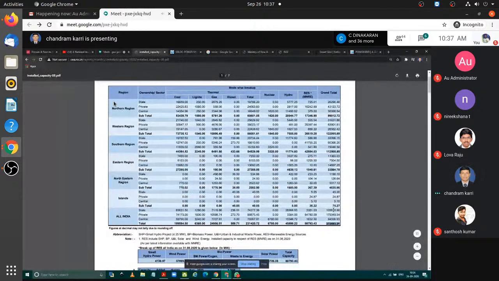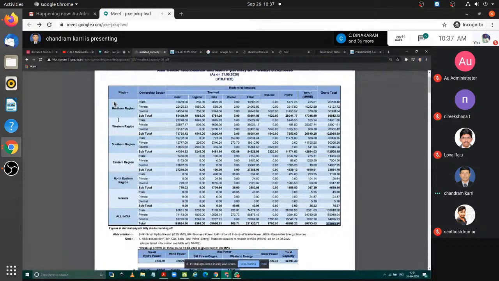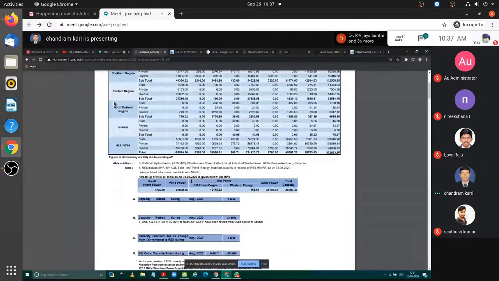You all know that in India there are 5 regional grids: northern region, western region, south region, eastern region, and northeastern region. Out of which, the current distribution of power generation includes conventional energy sources and non-conventional energy sources. In the non-conventional energy sources, you see the contribution of small hydropower, wind power, and solar. These are the major renewable energy sources in India. The total capacity is 88,793.